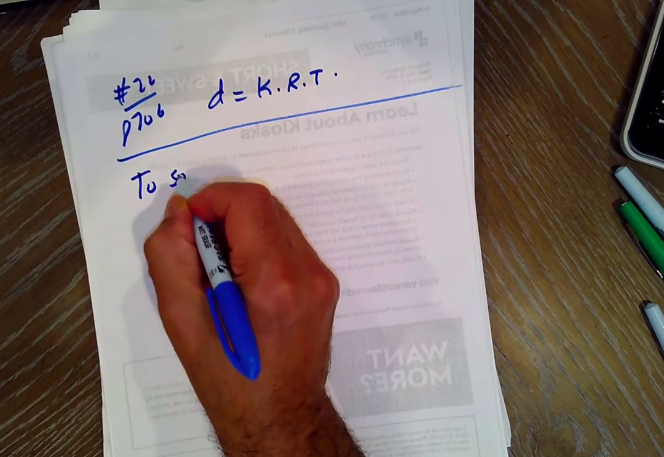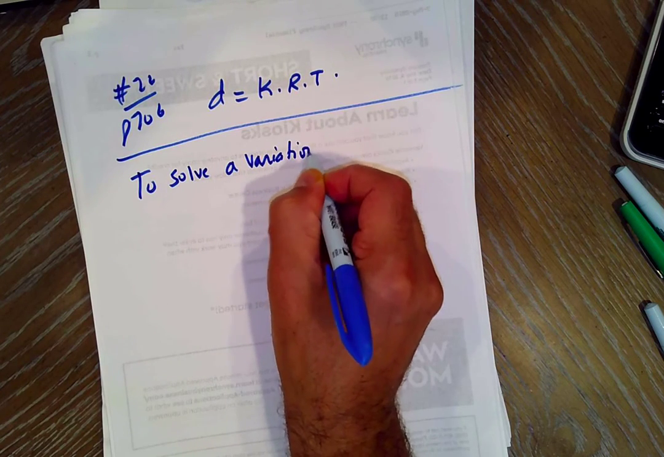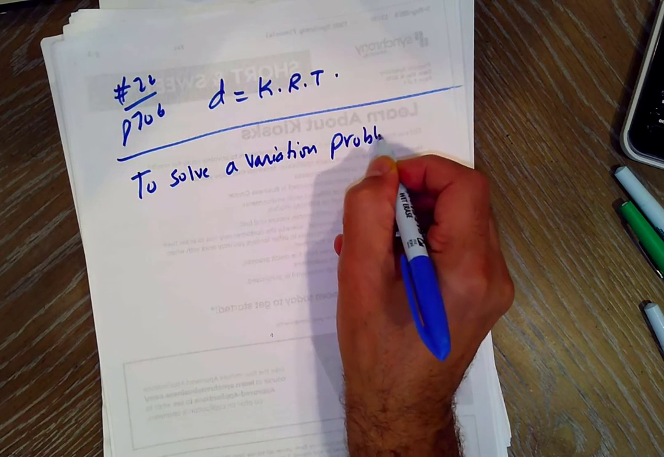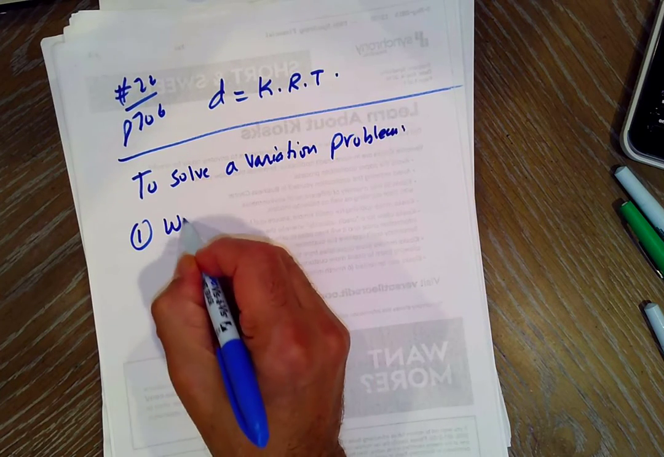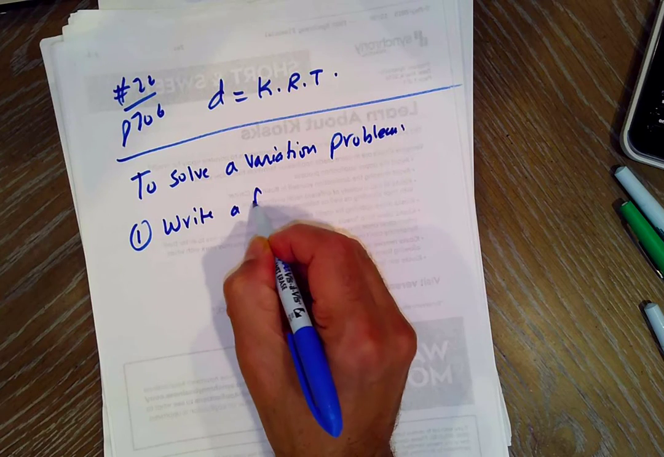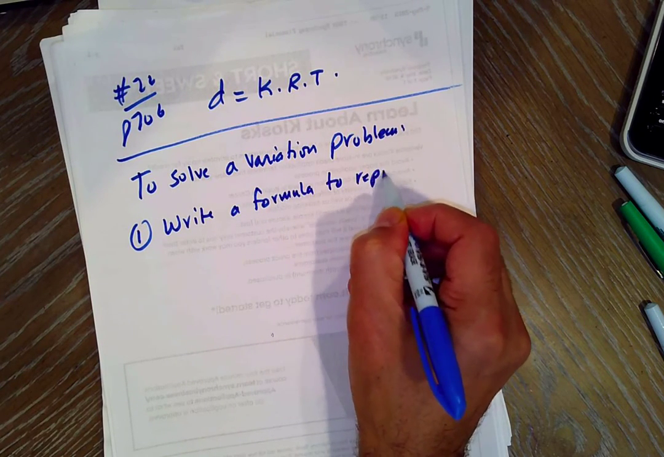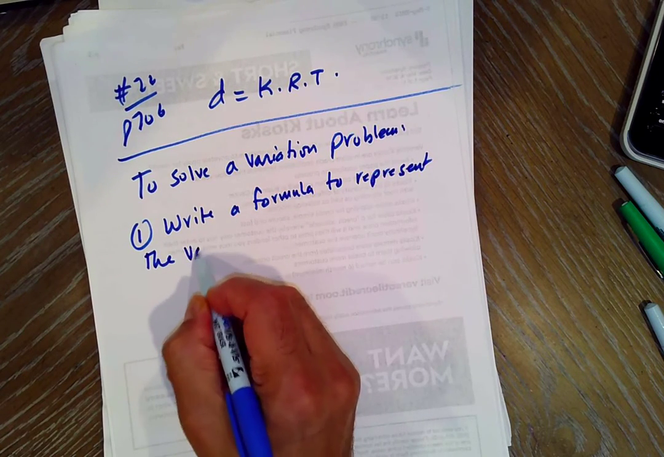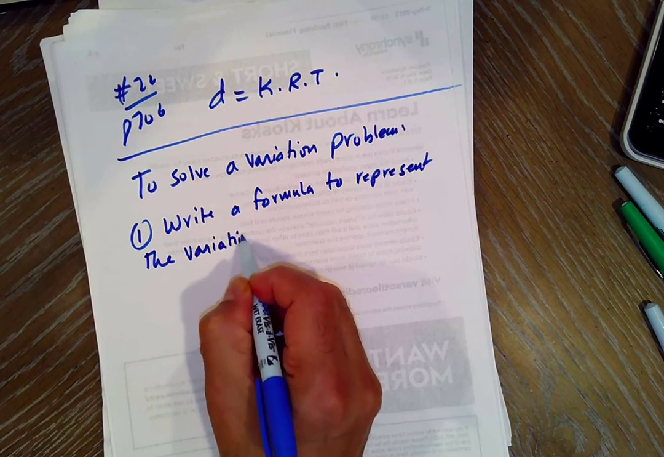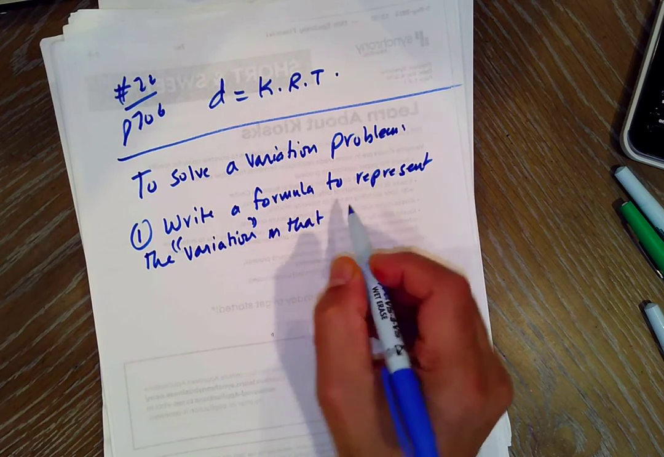To solve a variation problem, the first thing is you want to write a formula to represent the variation in that problem. So if it's direct, you multiply by the variable. If it's inverse, you divide by the variable.